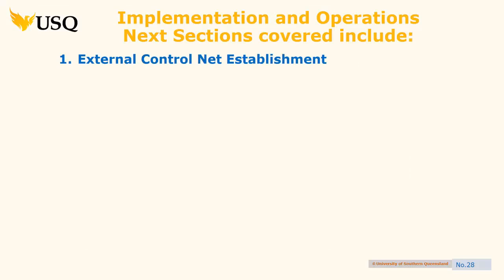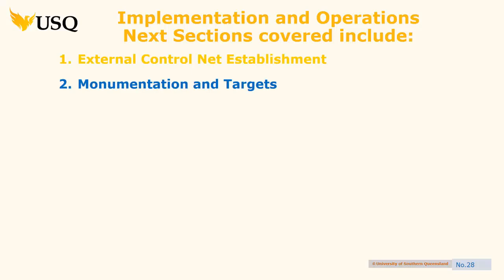Okay, so this next section, which we'll try to get through, we're looking at more now the surveying side, the implementation, the operations. So we're going to go through some of them fairly quickly because you should have had a better understanding of the stuff you've already done in the course. The external control net establishment. All right, now, we're talking about mostly total stations or distance measurement and angle measurement at this stage. We'll come back a little bit on others. Monumentation and targets, probably you know less about.